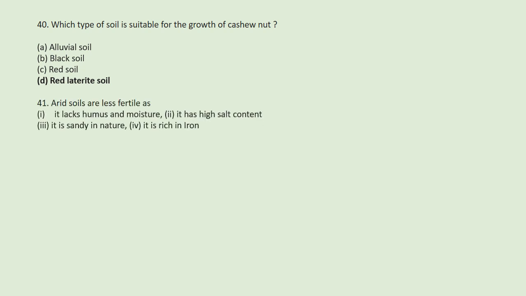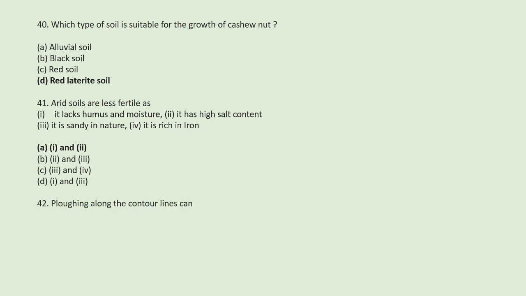Question 41. Arid soils are less fertile as 1. It lacks humus and moisture. 2. It has high salt content. 3. It is sandy in nature. 4. It is rich in iron. So option A is 1 and 2. Option B is 2 and 3. Option C is 3 and 4. Option D is 1 and 3. Option A is the right answer. Arid soils are less fertile as it lacks humus and moisture, and also it has high salt content.